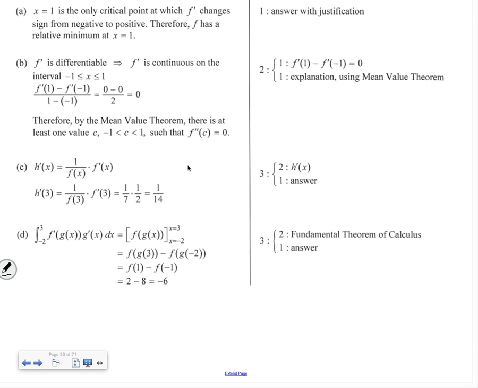Part C, you get 2 points for h prime of x, which was 1 over f of x times f prime of x. I'm guessing if you just had 1 over f of x, you'd get 1 point, but you need 2 points from the chain. And then h prime of 3 then is going to be 1 over 14, so 1 point for the answer. And then part D, recognizing that you can do the fundamental theorem of calculus to get the f of g of x, and then 1 point for the answer of -6.